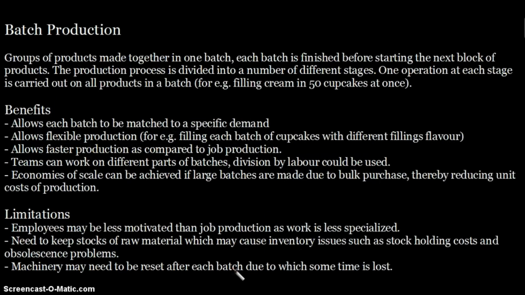Next up we have batch production. Batch production is basically where groups of products are made together in one batch. Each batch is finished before starting the next batch of products.